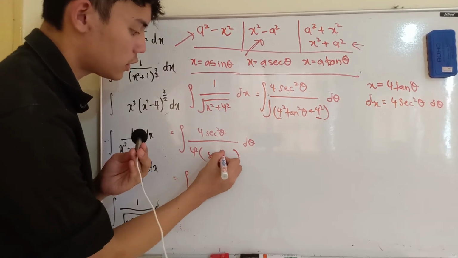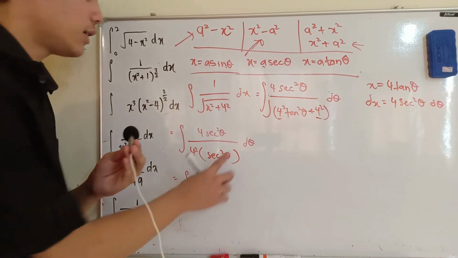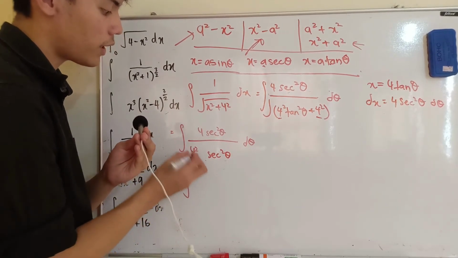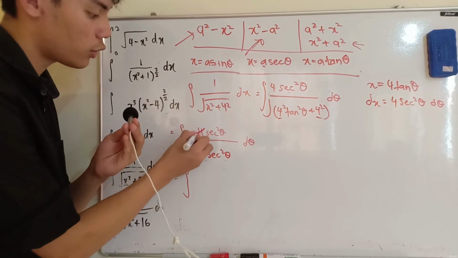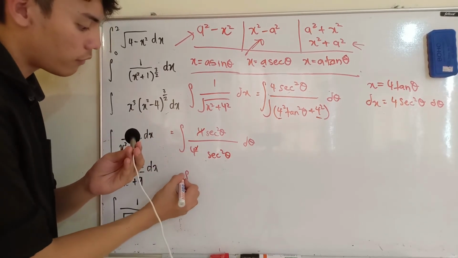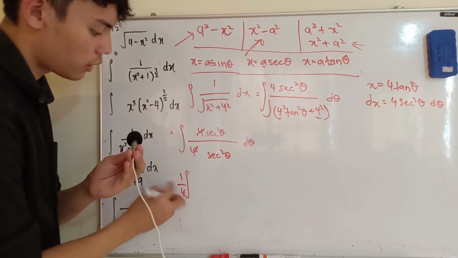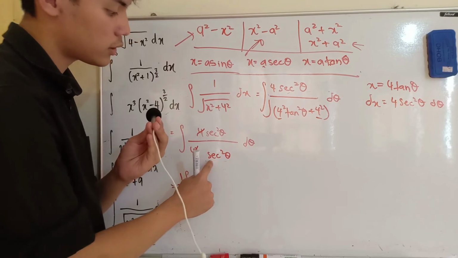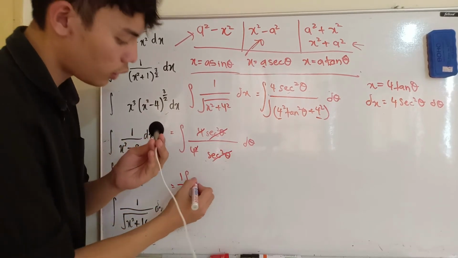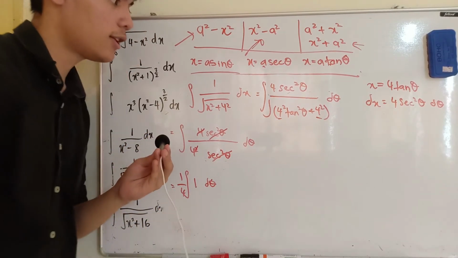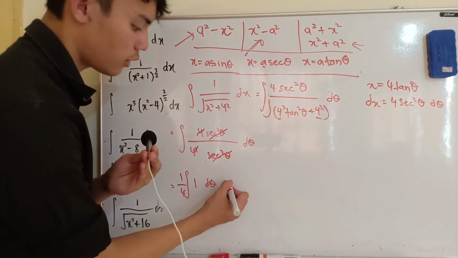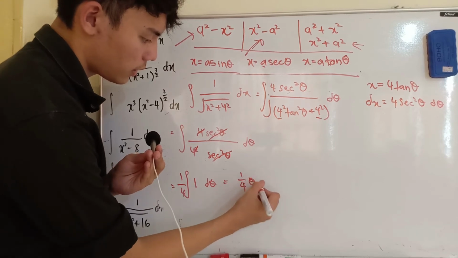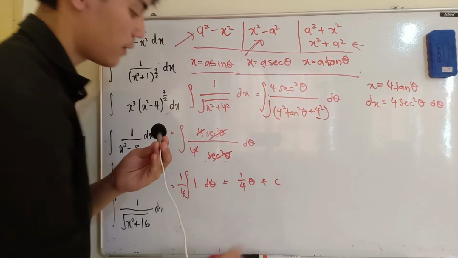After that, you're going to simplify it. You have 4 here and 4 there, so you can cancel, and you only have 1 over 4. You have secant square over here and secant square over there, so you cancel and you're left with 1 d theta. So the answer is going to be 1 over 4 theta plus c.